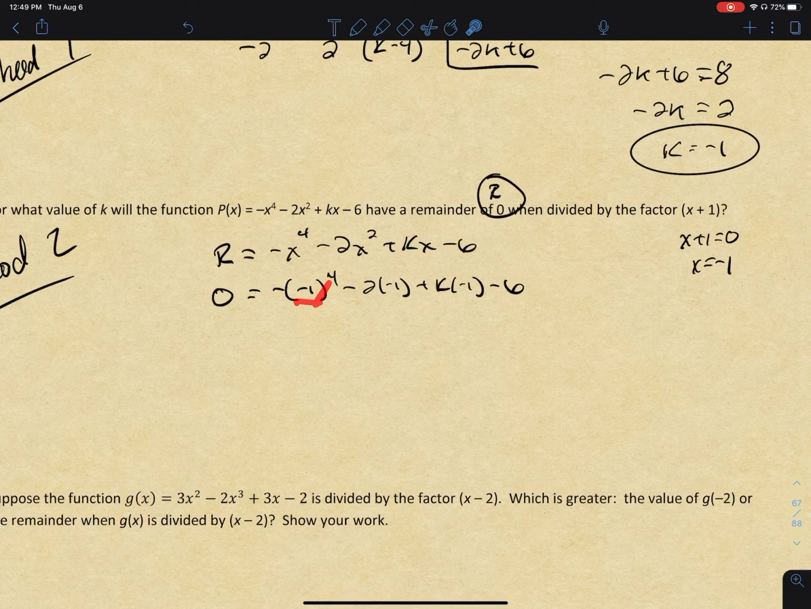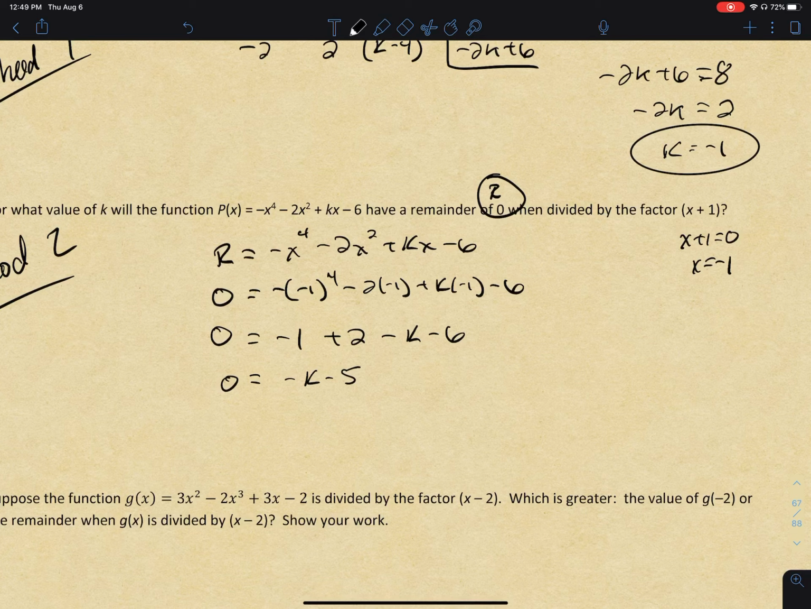Negative 1 to the 4th is a positive 1, and then there's a negative on the outside, so we change the sign. Subtract 2 times a negative 1 is a plus 2. Negative 1 times k is a negative k, a minus 6. Combine like terms. Negative 1 and 2 is 1. 1 minus k is a negative 6, or negative 5, so we get negative k minus 5.